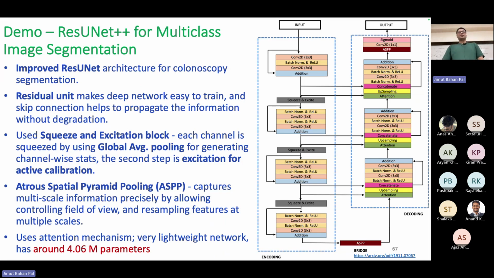So all these things are packed into an architecture of 4.06 million parameters, which is very low. Like in general, if you are using a GPT kind of model, it will be like 7 billion parameters. This is very, very low, but it works quite well.